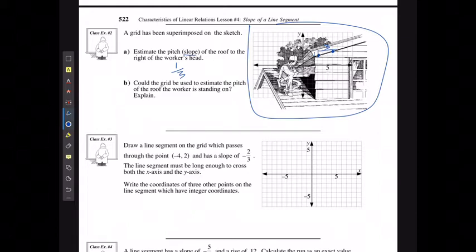When it asks, could I use the grid to estimate the pitch of the roof the worker is standing on? Looking at this one, no, because it only works if you're looking directly at it. So we can see if we're looking directly at it, it's going to fit. As soon as we turn or are looking at it from a slightly off perspective, where we're not looking directly at what the object is, then it's going to make it look steeper than it actually is.